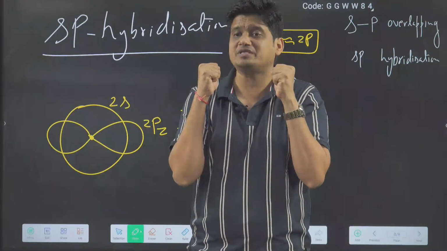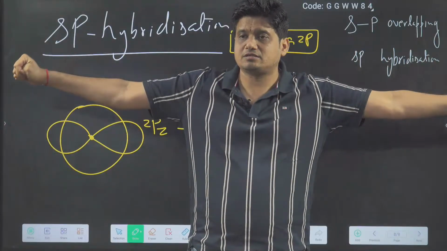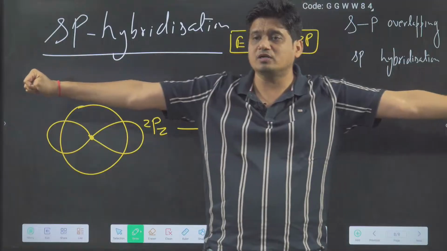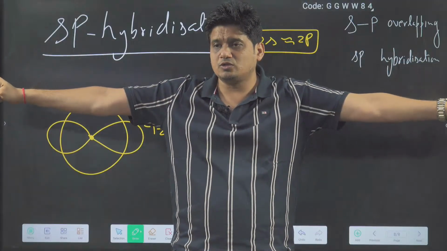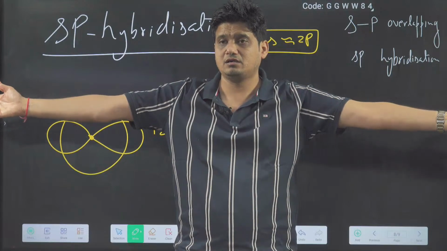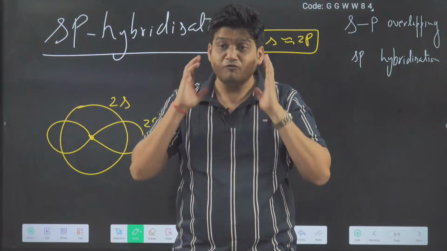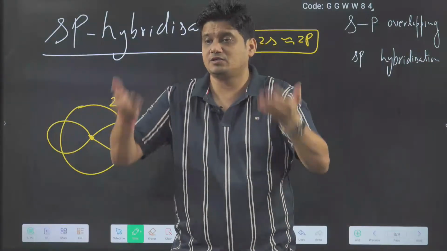Where will you keep them, at what angle? You will keep them at the maximum possible distance, so they will have minimum repulsion. That is a 180-degree angle here. Is the logic clear or not? Go for the purpose: why is hybridization taking place? To minimize the repulsion.